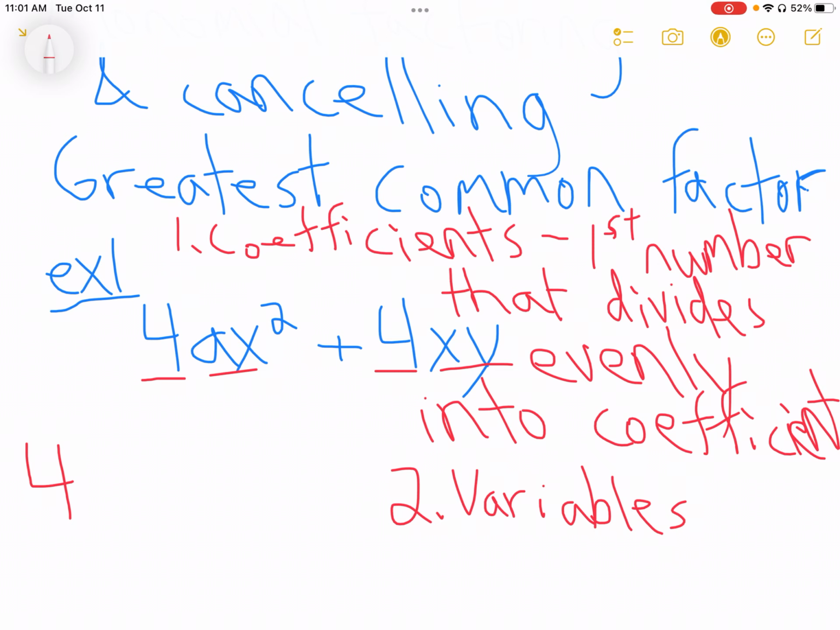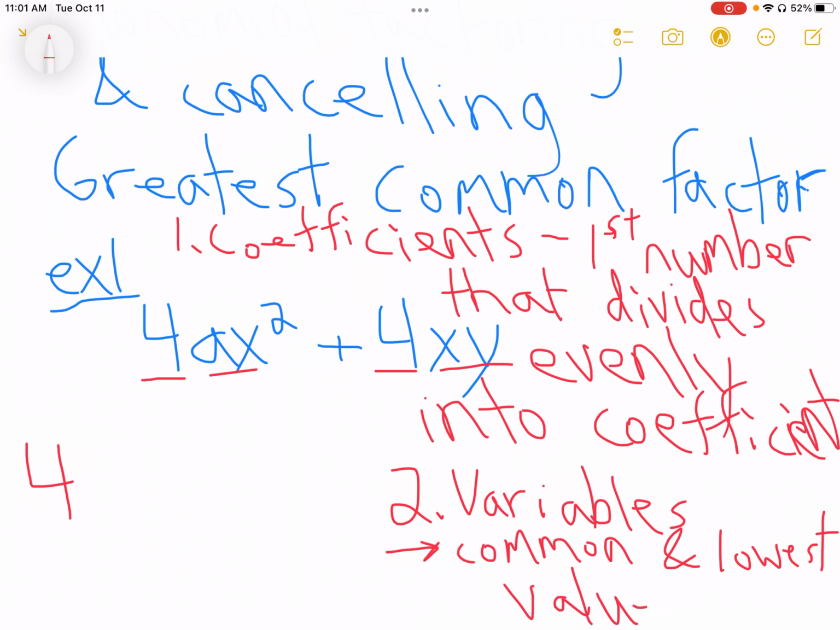So it has to be common, and lowest value. In this case, the only common one is x, right? And the lowest value is a single x. So I'd say it's 4x. Okay, so there's my greatest common factor.